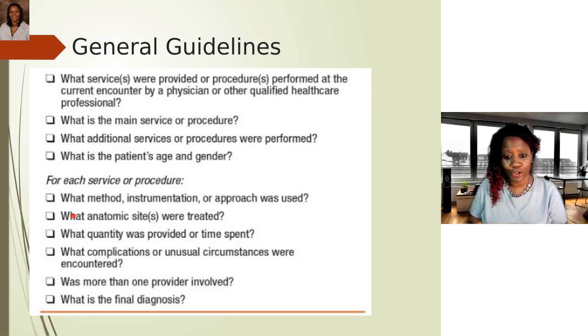Now, for our surgery section, so that's what we're referring to when we are talking about procedures, we want to look at what method was used, what instrument, and what approach. This is mainly going to come in the surgery section. And you could have 3 different codes for the same procedure, because it could be a different method, a different instrument, or a different approach. So that's why we look at those things.